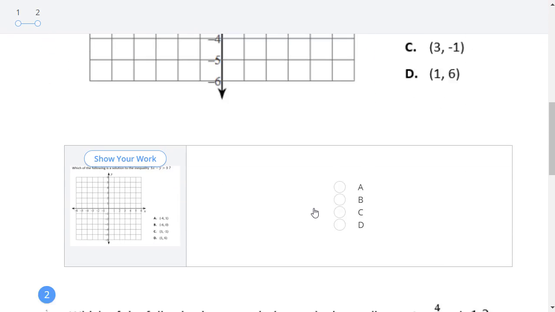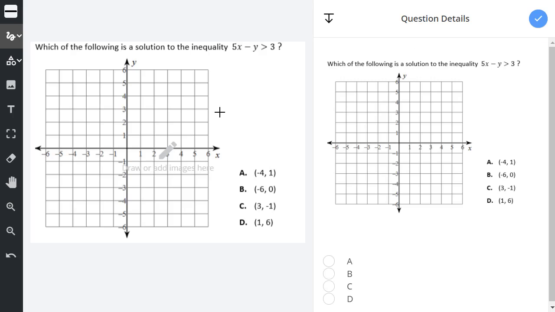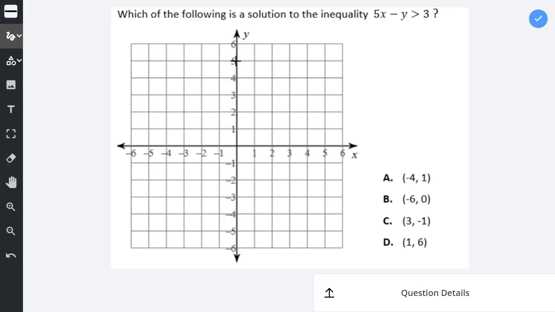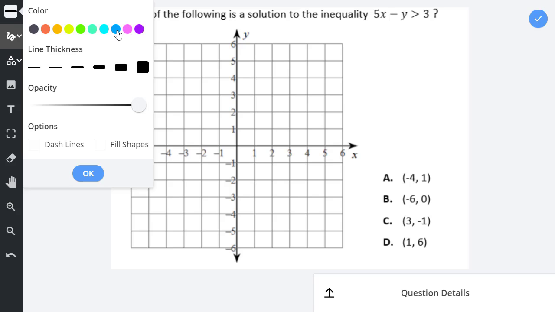Here we have example number 1, and let's go ahead and click on the down arrow to make it bigger. Basically the problem is asking which of the following is a solution to the inequality 5x minus y greater than 3. I'm giving 4 points right there. First thing I'm going to do is change the color.